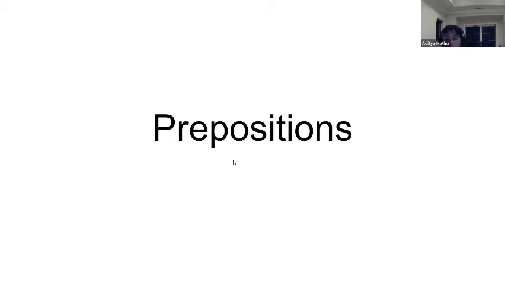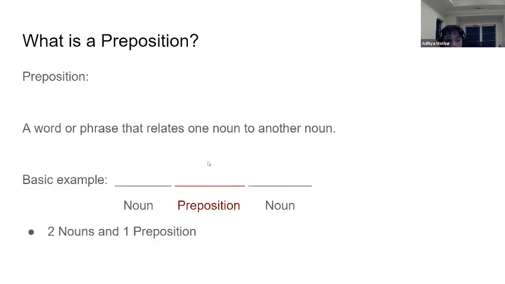So now we're gonna be asking, what is a preposition? So, Harsh, can you read what I'm circling? Can you read this? That might be hard. Okay, I can read it. So, a preposition is a word or phrase that relates one noun to another noun.